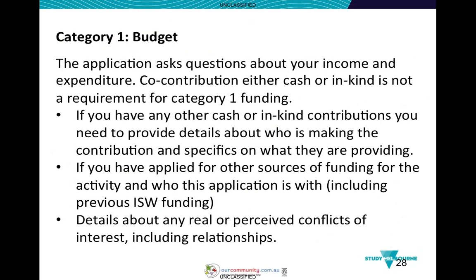So, for example, $500 in kind for venue hire from XYZ venue, and 40 hours of student volunteer time to manage and deliver their activities. So give us a little bit of detail so that we understand where it's coming from, who's providing it, and specifically what is the contribution. If you've applied for other sources of funding for the activity, we also need to know who the application's with, including any previous funding that you may have received.